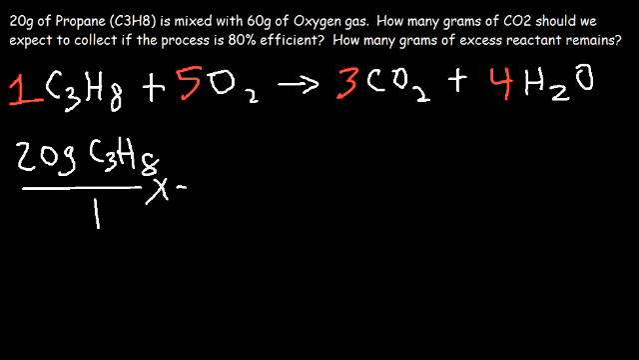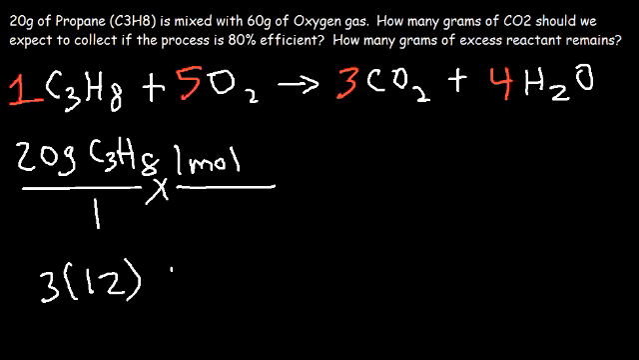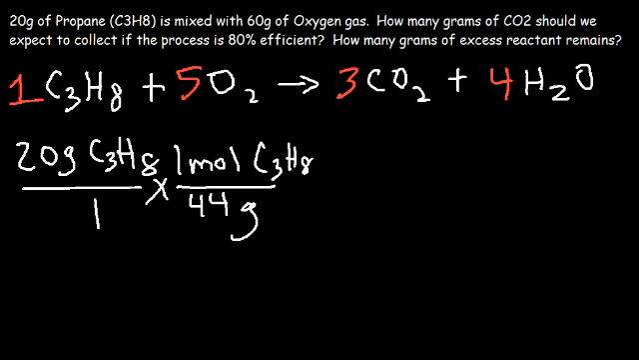So what is the molar mass of C3H8? Carbon has an atomic mass of 12, and for hydrogen it's 1, but times 8. 3 times 12 is 36, plus 8, that's 44. So 1 mole of propane has a mass of 44 grams.